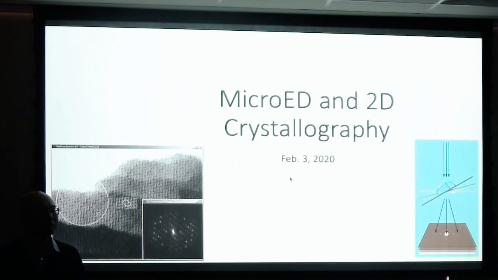Okay, good afternoon and welcome to the Simons Electron Microscopy Center's EM course. Today we're going to be talking about microED and 2D crystallography. I mentioned that there are a lot of modalities of EM that are not new, but it's just in recent years that we've been able to extend the capability of a transmission electron microscope not only to do single particle and tomography, but what we're talking about today, using microcrystals.